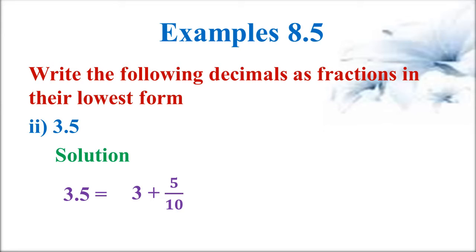Then we multiply the whole number with the denominator, plus the numerator. So 3 tens are 30, plus 5, divided by 10. When you add the numerator, 30 plus 5 we get 35 divided by 10. So to simplify, we want to find the HCF of 35 and 10. That is 5. We get 7 fives are 35 and 2 fives are 10. So now we get the simplest or lowest form, that is 7 by 2.